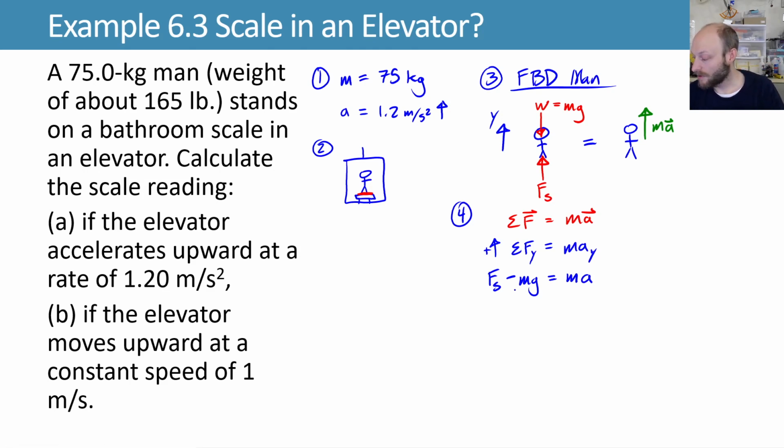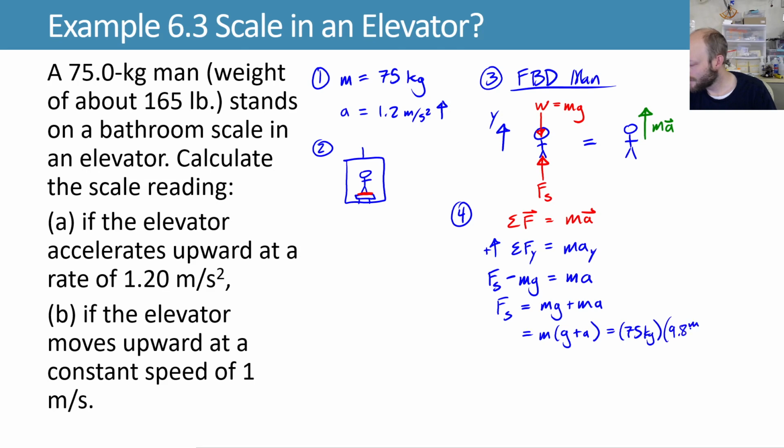We want to know the force exerted on the scale, because that's what's going to give us our reading. So the force of the scale is equal to, well, we add the mass times gravity to both sides. So this will be mass times gravity plus mass times acceleration. And if you want, you can even factor that and call this mass times (gravity plus acceleration). We can plug in the things we know. Looks like this will be 75 kilograms times 9.8 meters per second squared plus the acceleration of 1.2 meters per second squared.